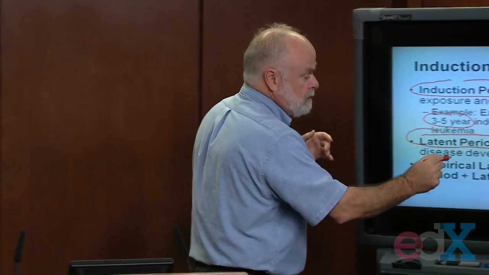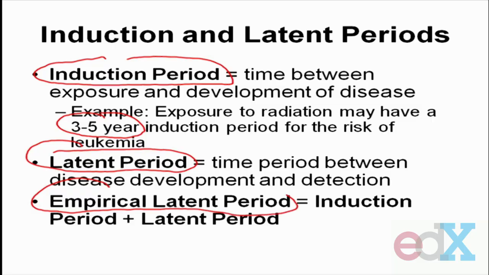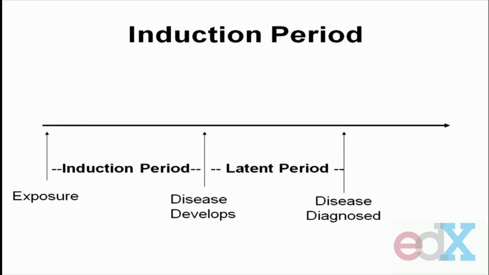Both of these periods cause the same problem to we epidemiologists, as I'll explain in a minute, and sometimes they're combined into this notion of an empirical latent period. But let me try to explain that a little bit more in a picture. Let's suppose again, think about radiation as your exposure, leukemia as your outcome. There's a point in time when a person is exposed to radiation. And then a person's going to be followed over time to see if they develop this outcome, leukemia.